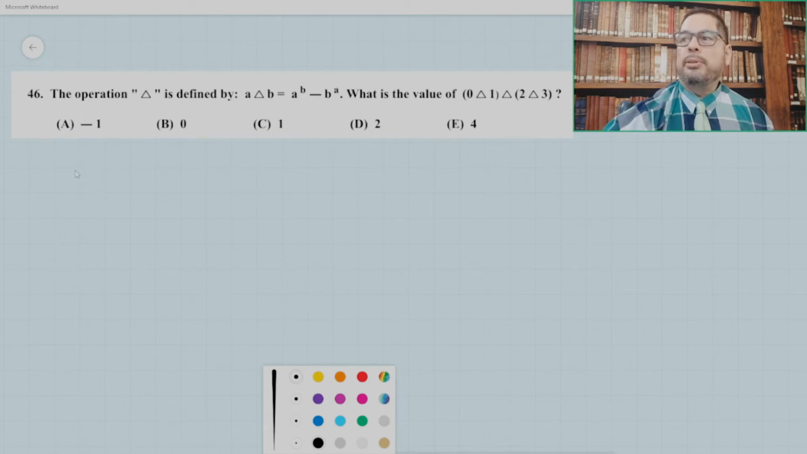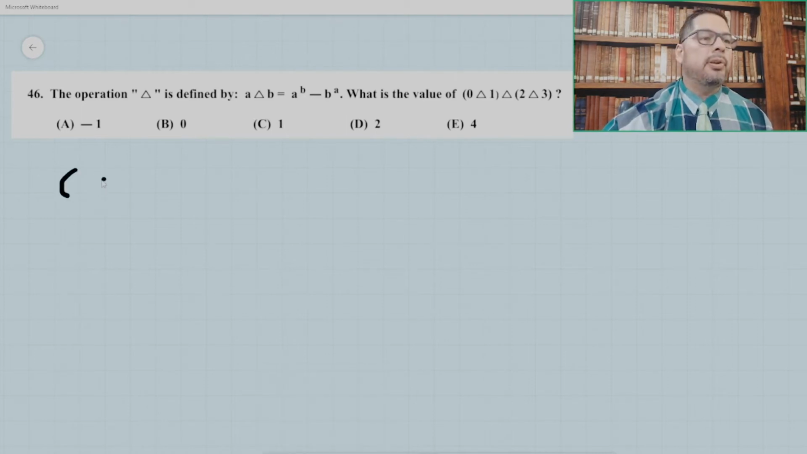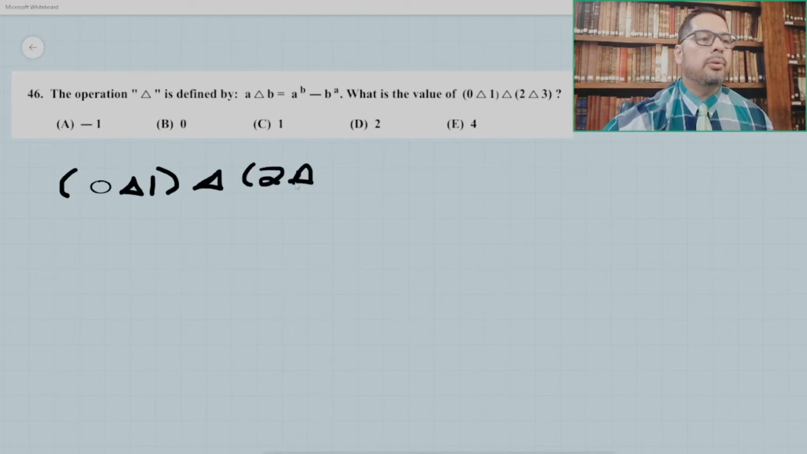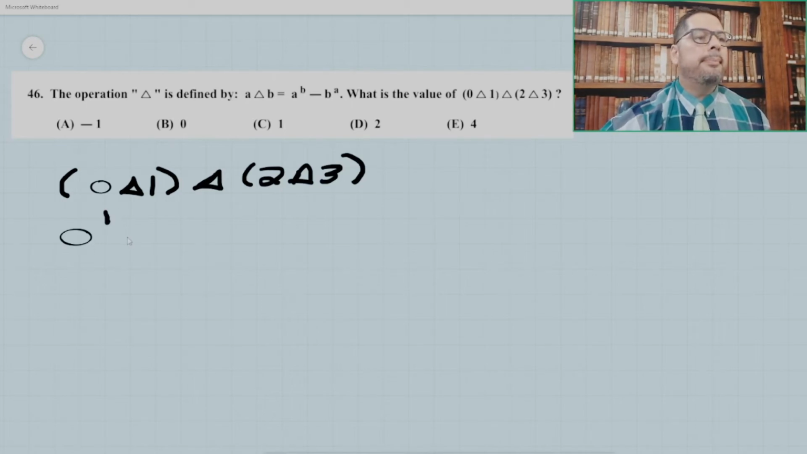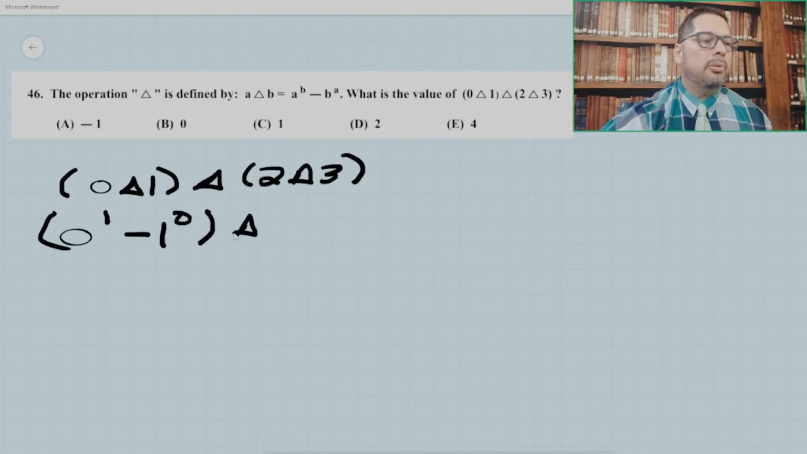So, the way we're going to do this is we're going to work in the parentheses first. 0 triangle 1, triangle 2, triangle 3. So working on the left-hand parentheses, I have 0 raised to the 1 minus 1 raised to the 0. I'm going to keep that in parentheses as I work. Triangle, and then it's 2 raised to the 3, triangle, 3 raised to the 2.